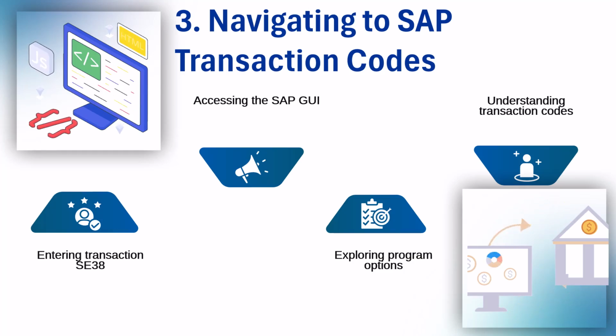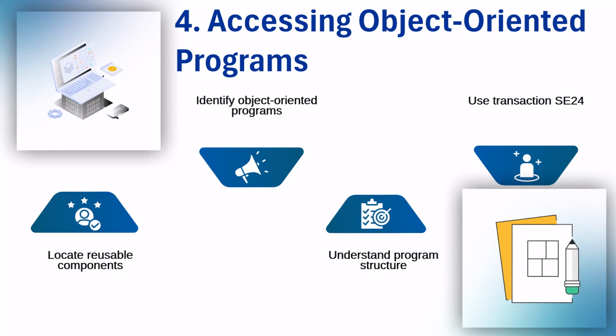Navigating SAP is like using Google Maps, but for programs. Start by accessing the SAP GUI. Next, enter transaction SC38. This is your gateway to exploring various program options. It's straightforward and sets the stage for deeper dives into methods. See, not so bad.